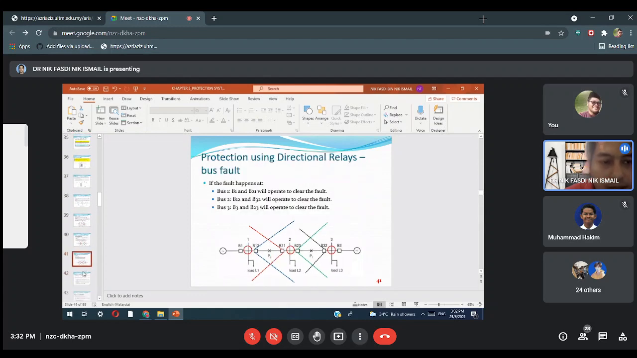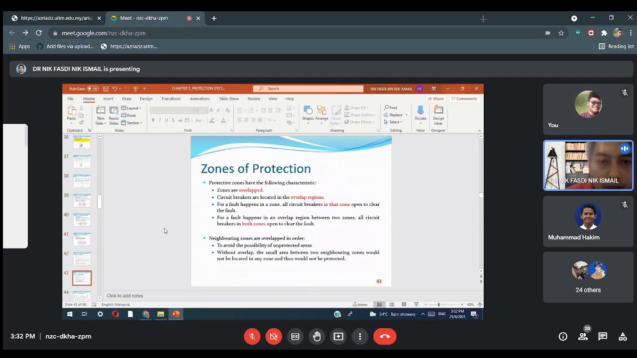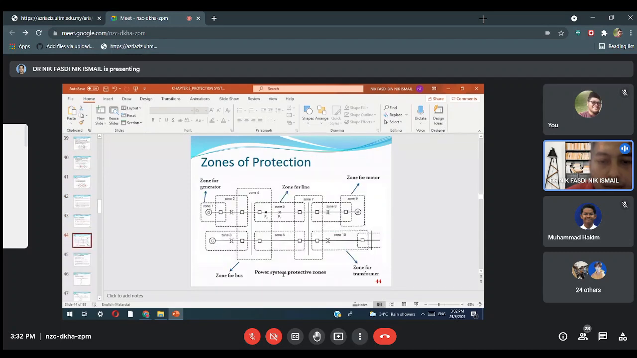Alright. Then the next one is about the zone of protection. This is also simple because in the system network, the bus network, we have many buses, not just one, maybe more than 10. Depending on the area, if it is an urban area with many people, of course the bus system is more complicated. So we need some kind of zone of protection. For this example, there are several zones.